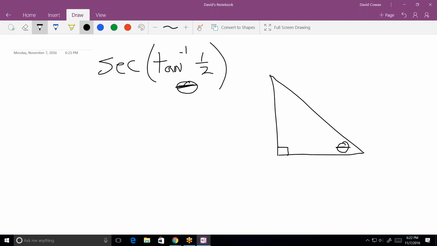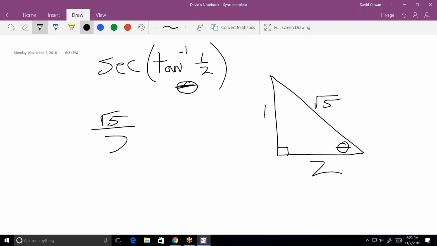In other words, eventually I want to figure out what theta is, and then I'm going to figure out secant of theta. Okay. Well, if I know the inverse tangent of this ratio is equal to theta, then I can label that 1 and that 2. And then I can label the hypotenuse. What's the hypotenuse? Square root of 5. Now you can answer all 6 trig functions. What's the secant of theta? Wait. It's hypotenuse over adjacent. So it's square root of 5 over 2.